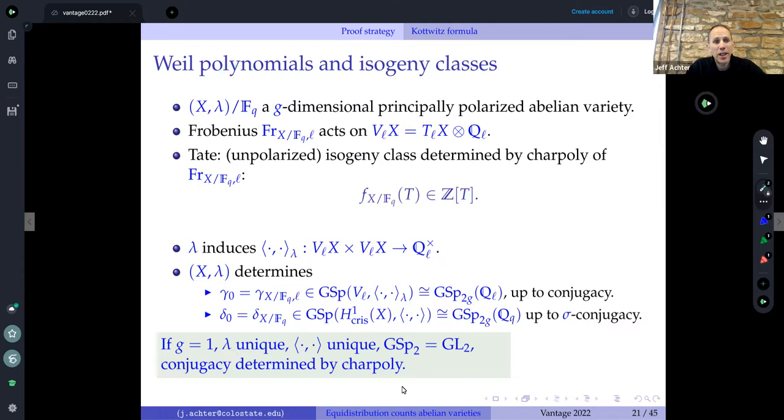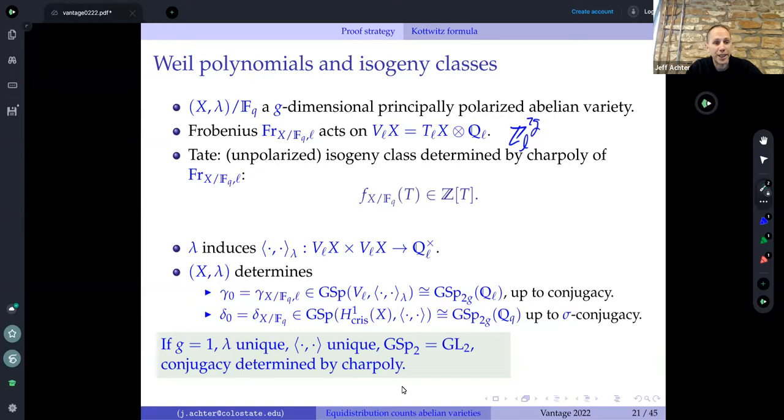Okay. So if you have a G-dimensional principally polarized abelian variety, then Frobenius acts on its Tate module and on the Q_L version of that. And remember, this is something that looks like Z_L to the 2G. And the version of Tate's theorem, not for elliptic curves, but for abelian varieties, says that the isogeny class as an unpolarized beast is determined completely by the characteristic polynomial of Frobenius, which lies in the integers, because you can also compute it intrinsic to the endomorphism and not in terms of lattices or anything.